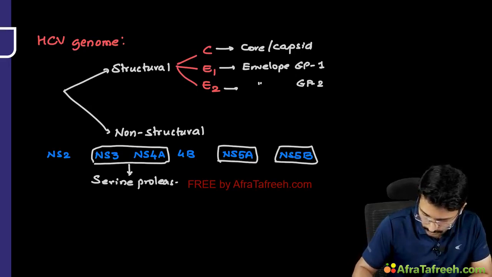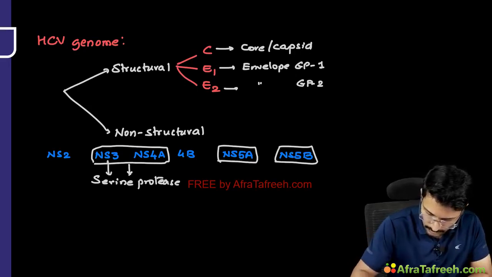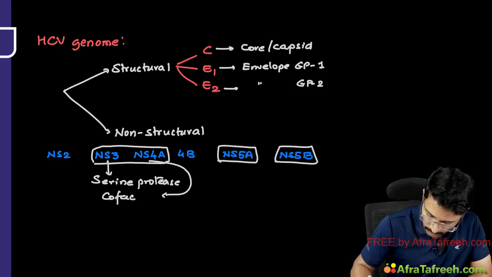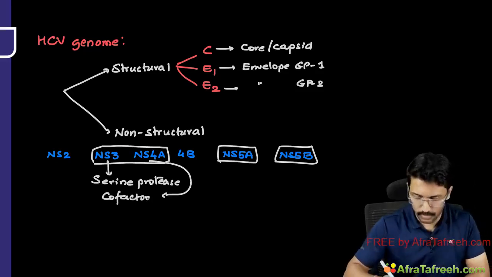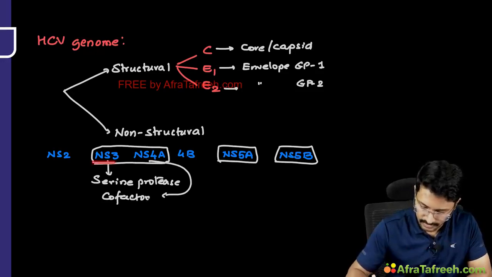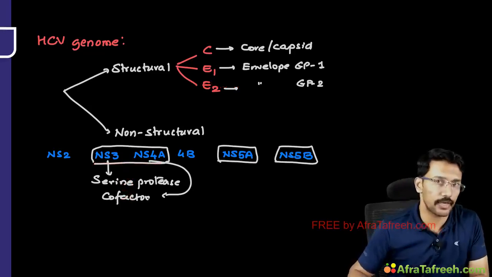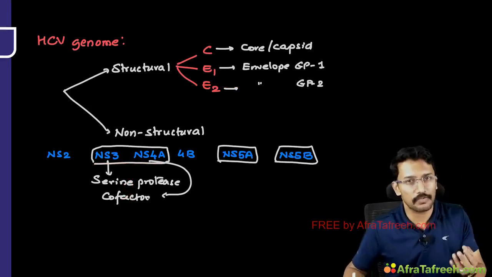Serine protease. So NS3 is coding for it, and NS4A is coding for a cofactor required for this process. It is coding for a cofactor required for the protease. Now why is this important? Because we can target this, right? We can inhibit this serine protease or its cofactor or both, so that viral replication will get affected, because this protease is very much required for it.